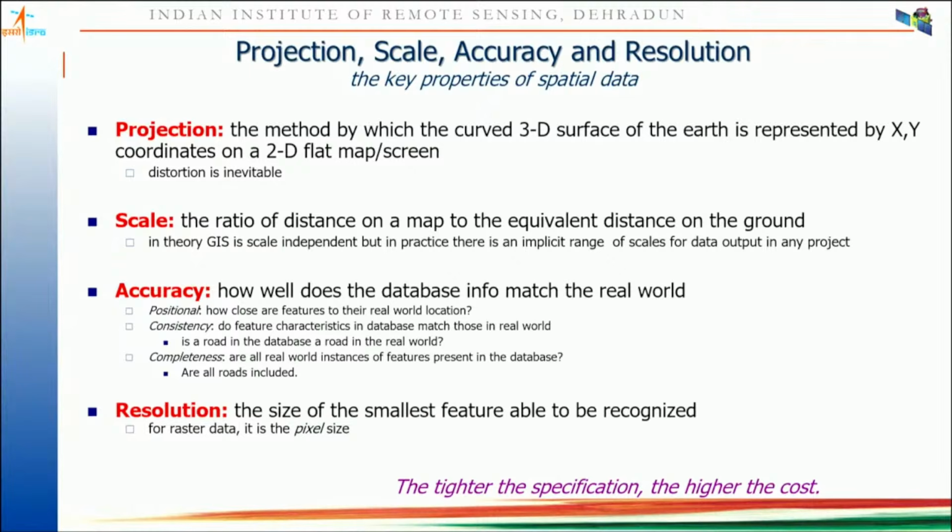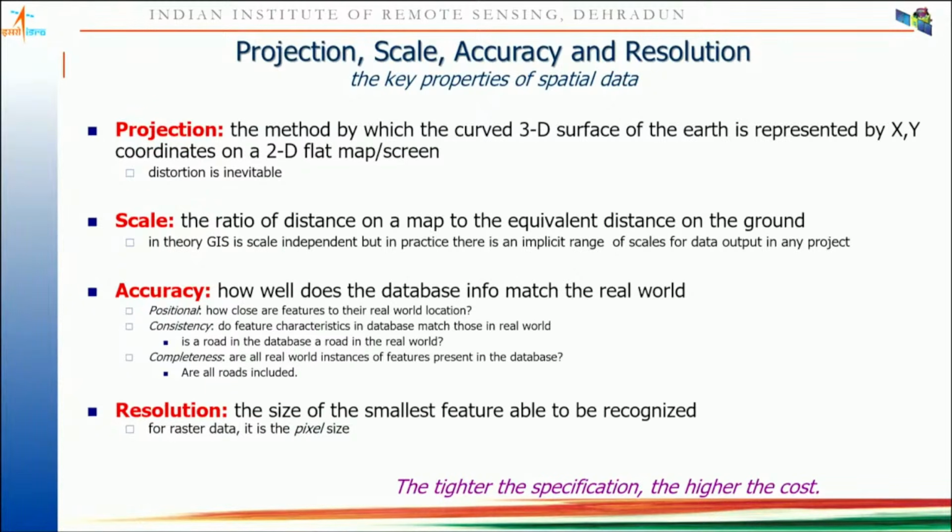So in the case of accuracy, we discuss the positional accuracy, consistency, and completeness of the data. These are the three very important characteristics or components of accuracy that you have to keep in mind. And of course, the resolutions, where we discuss the four types of resolutions.